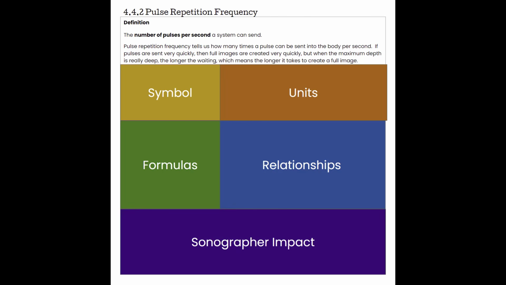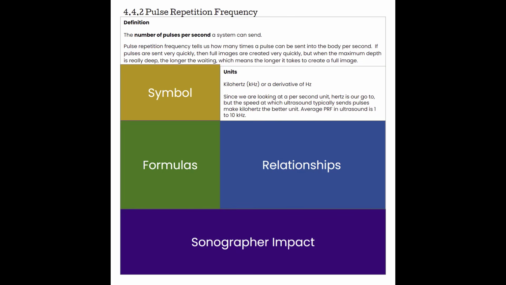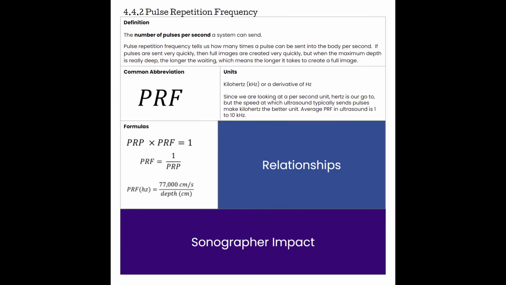Now, pulse repetition frequency is not the frequency of the wave, but it does share a similar definition in that we are talking about events per second, and because of that, we see that pulse repetition frequency is measured in a derivative of hertz, typically kilohertz in ultrasound. In clinical imaging, the average PRF is about 1 to 10 kilohertz. Just like everything else, there's a common abbreviation, PRF, and PRP and PRF multiplied together are going to equal 1, and PRF is going to be equal to 1 divided by PRP, again just expressing that they are indeed reciprocals of one another.